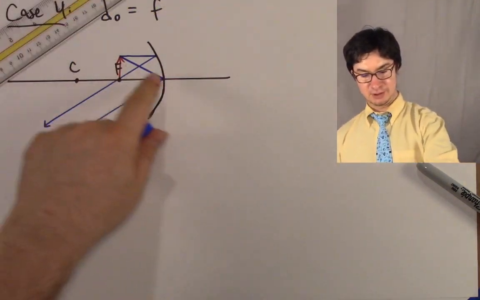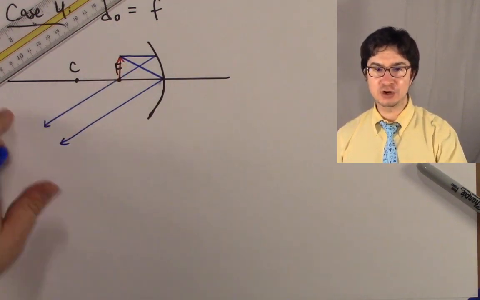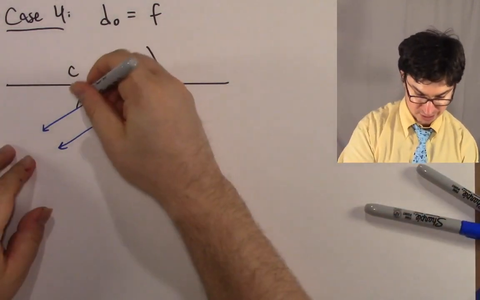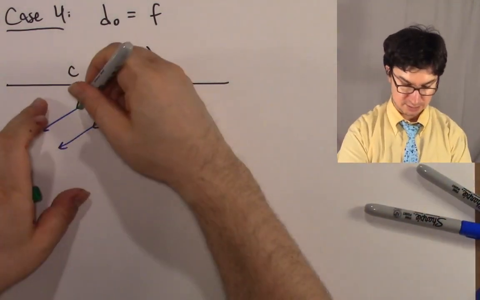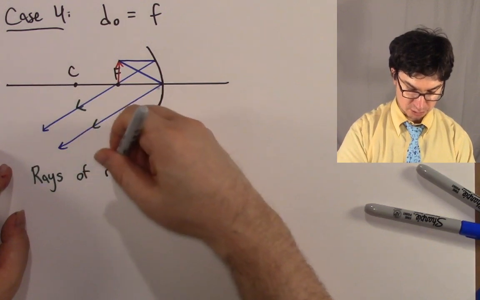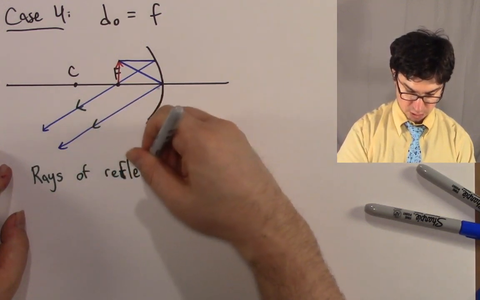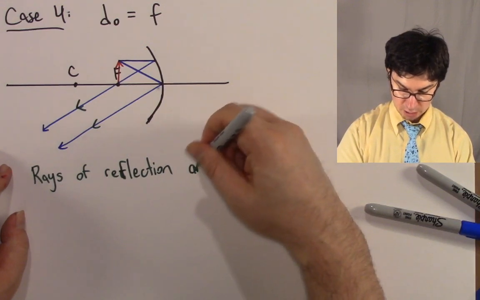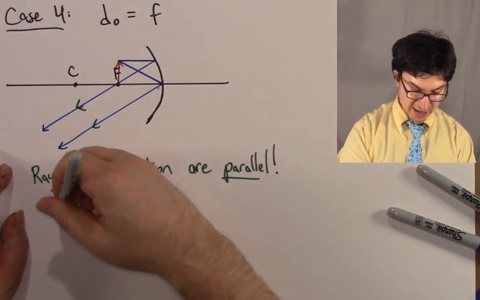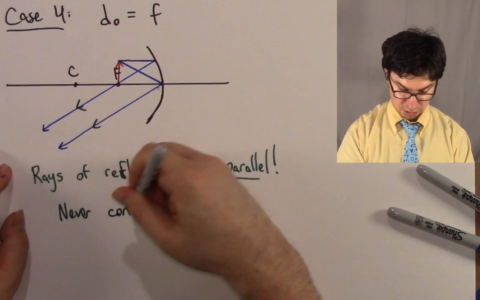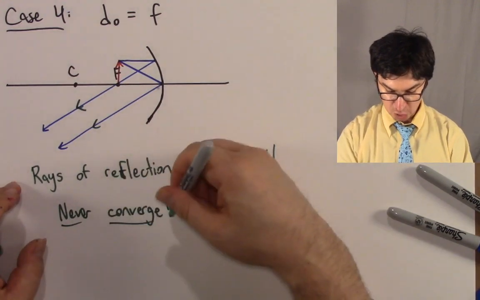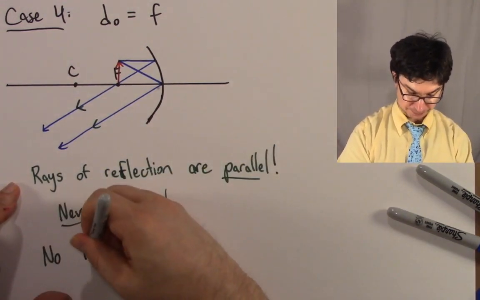And if that happens, look at these rays. Will they ever converge at all? And the answer is actually no. These two rays are going to be parallel. So the rays of reflection are parallel, which means they never converge. There will be no point in space where these two rays ever converge. They never converge, which means we're going to get no image.